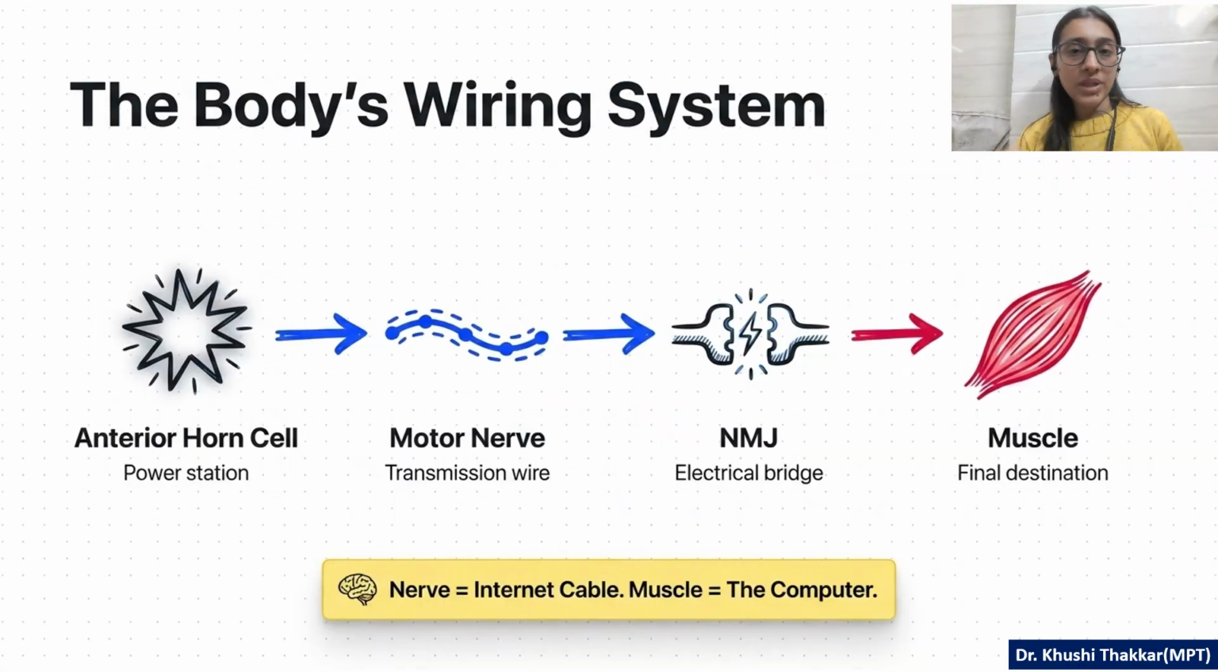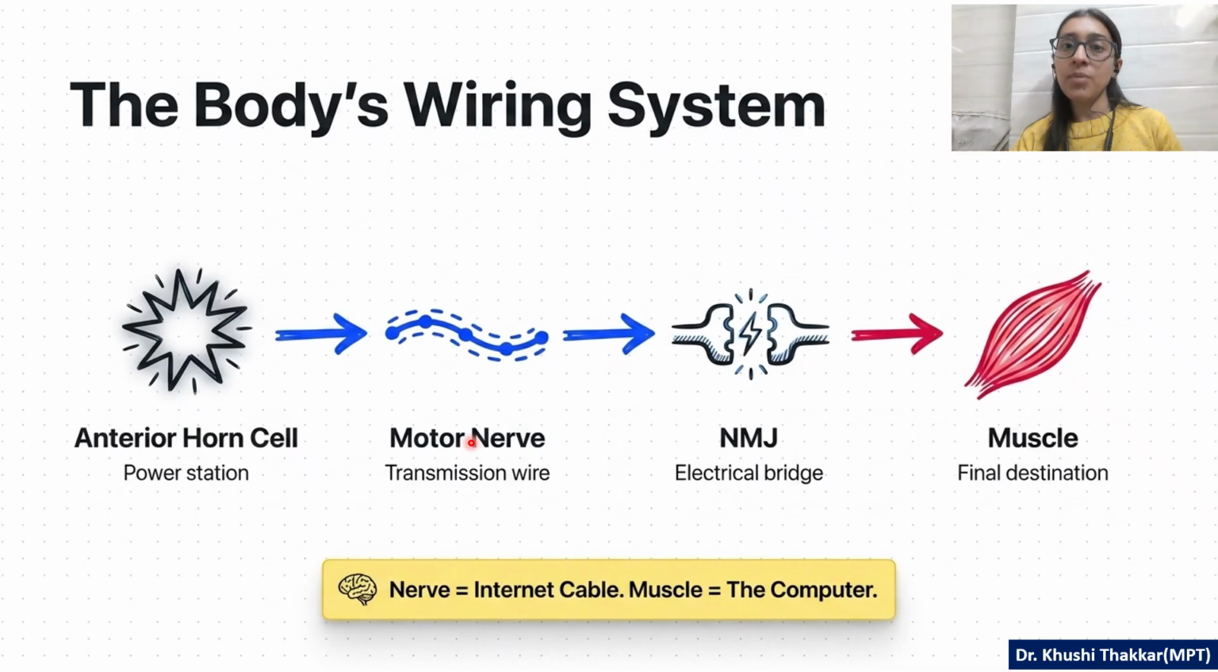Let's understand the body's wiring system, that is, how signals are transmitted from the brain to the muscle. The signals originate in the central nervous system, that is the brain or spinal cord and many other areas. Then this goes to the anterior horn cell situated in the spinal cord. From there, the motor nerve comes out, and from there it goes to the neuromuscular junction. Why not sensory nerve? Because sensory nerve goes in the opposite direction.